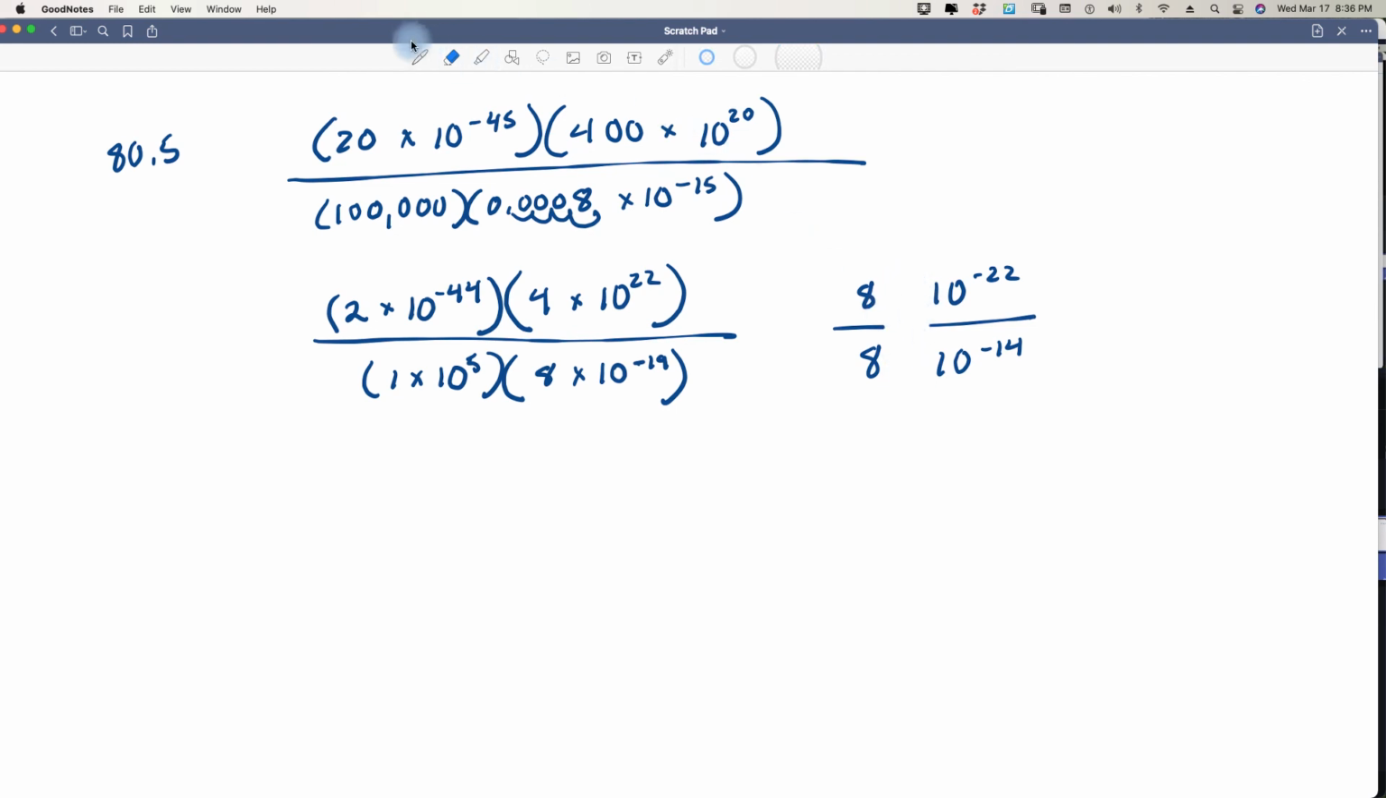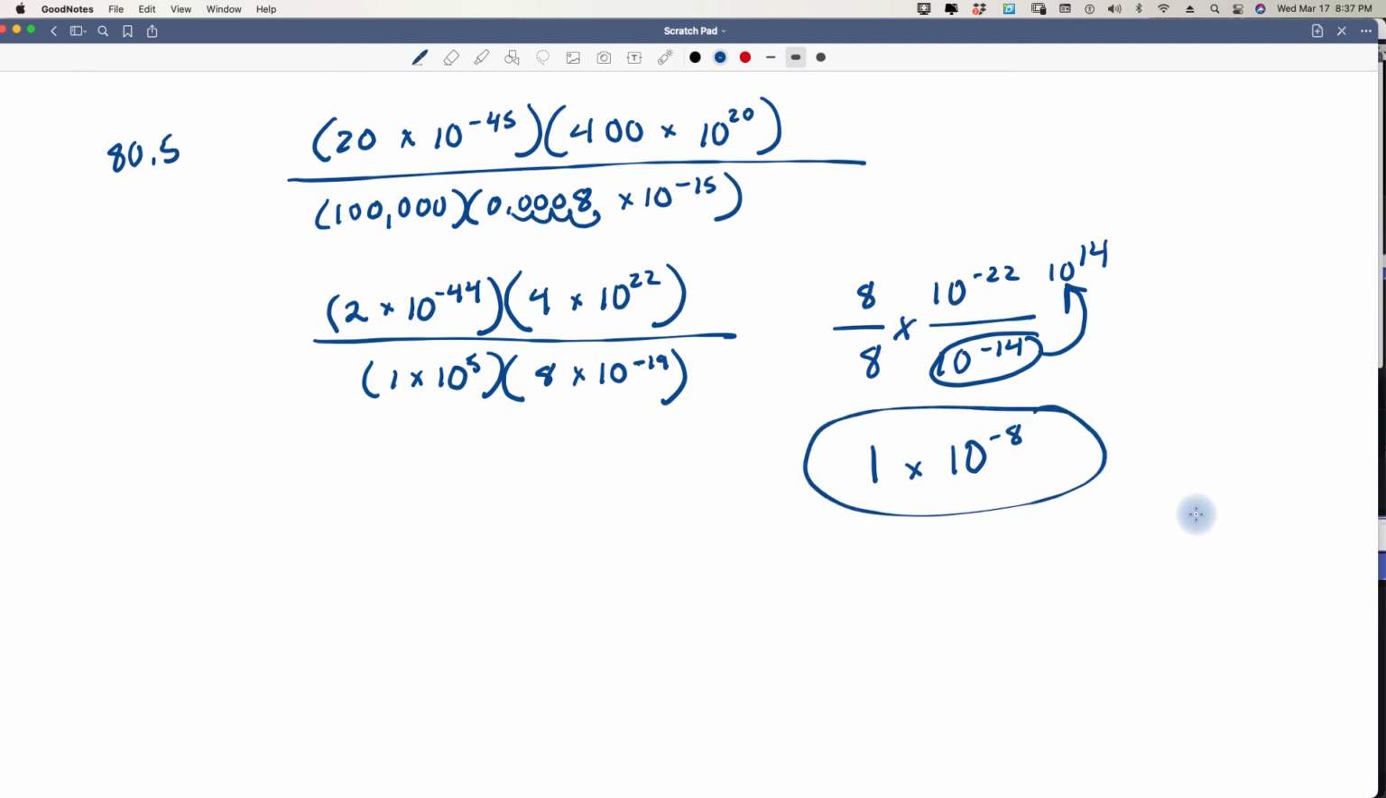You could just erase that and put your multiplication sign, if that makes it simpler for you to see. So 8 divided by 8 is 1 times, it's going to be 10 to the something. All right, so we're going to take this and flip it up. That becomes 10 to the positive 14, okay? And negative 22 and positive 14 leaves a negative 8. And that's our answer.